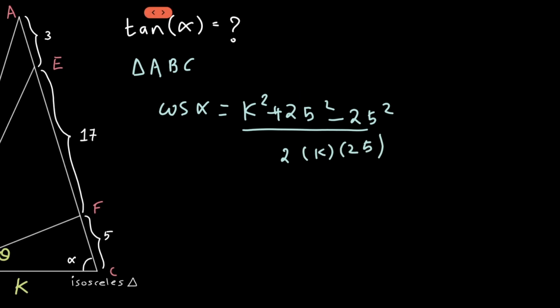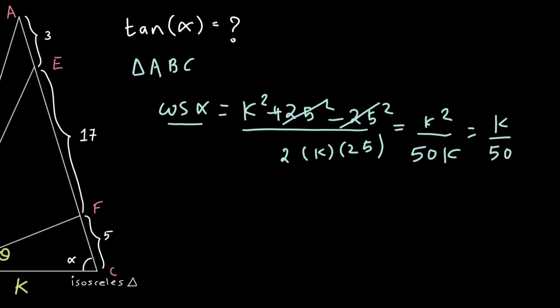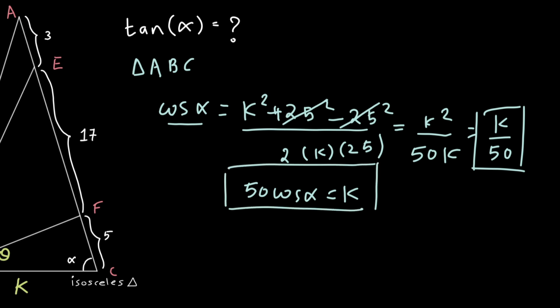Now we can see that positive 25 square and negative 25 square got cancelled out. We finally get K square upon 50 times K. This can be simplified and we'll get K upon 50, and this was cos alpha. So finally we get that 50 times cos of alpha is equal to K. So here we have got the value of K in terms of alpha. So let this be equation number 1.